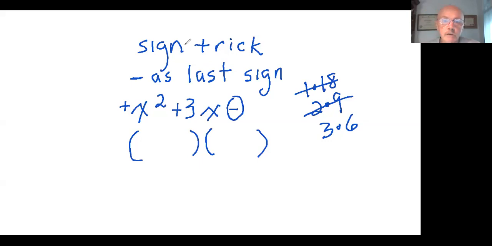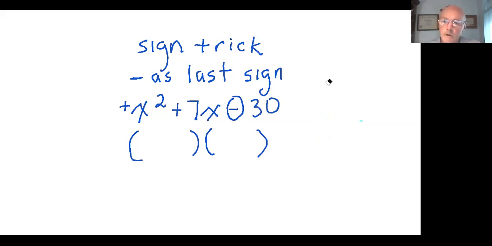And let me make this one a 7 right here. And we'll make this one a minus 30. Okay. All right. So looking at the 30, I can pick 1 times 30. I can pick 2 times 15.